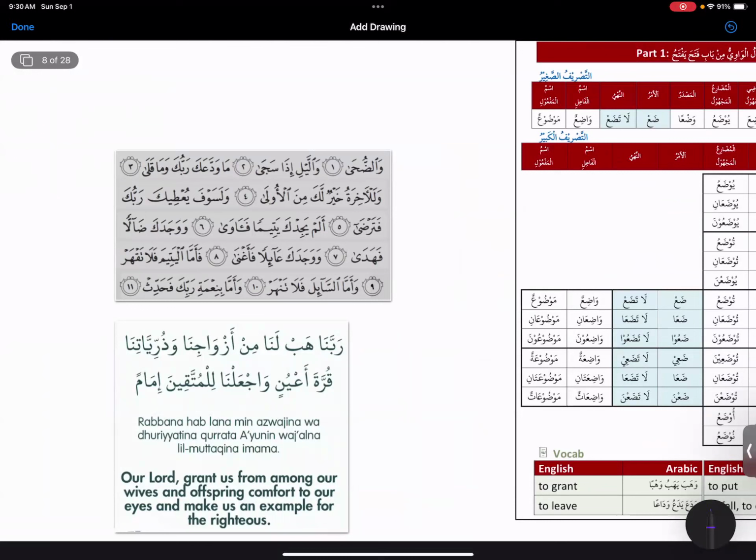Rabbana hablana. So what is this hab? That's Fi'l Talab, or Fi'l Dua. We cannot say Amr in the dua, because we are talking to Allah subhanahu wa ta'ala, right? So when we are asking dua to Allah, we call it Fi'l Talab or Fi'l Dua. You can call it both.